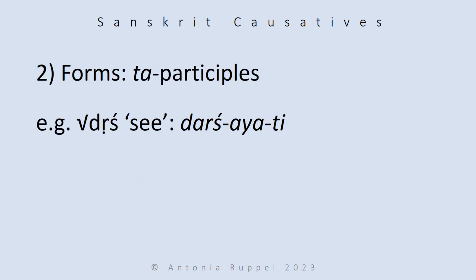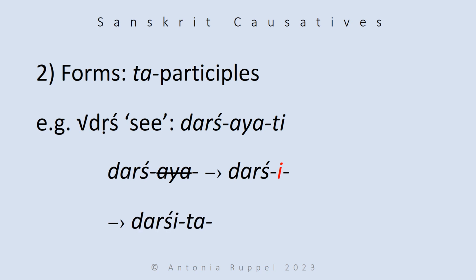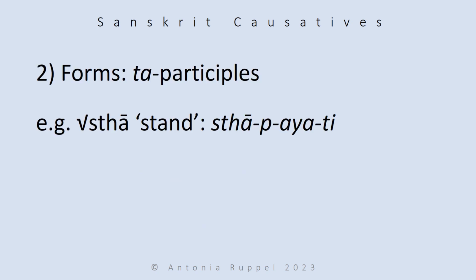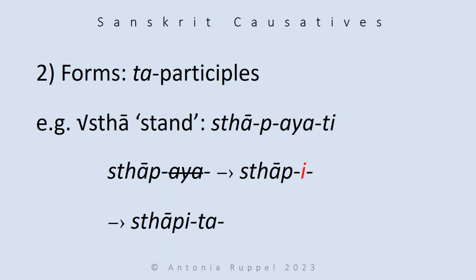Darsh, darshayati, we don't keep darshaya, we keep just darsh, add i, and then add ta, darshita, having been made to see. Stapayati, we don't keep stapaya, we just keep stap. To that we add an i, and our ta, stapita, having been caused to stand.